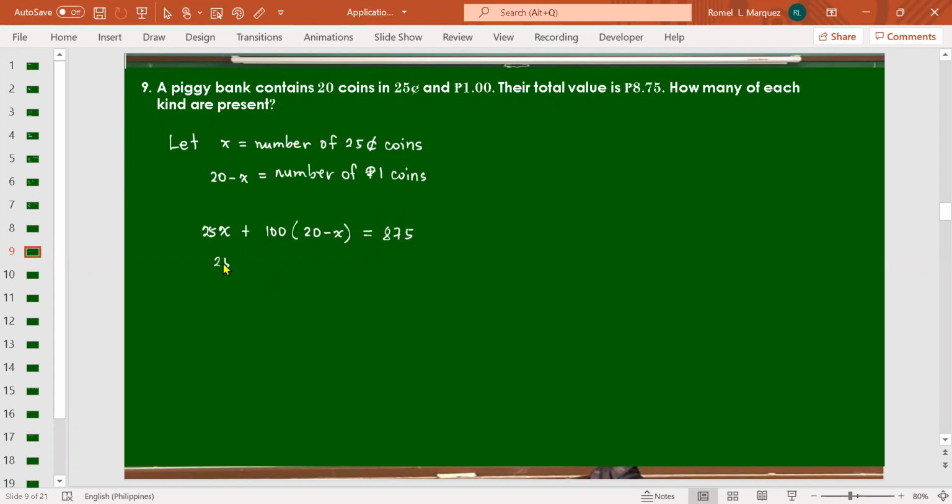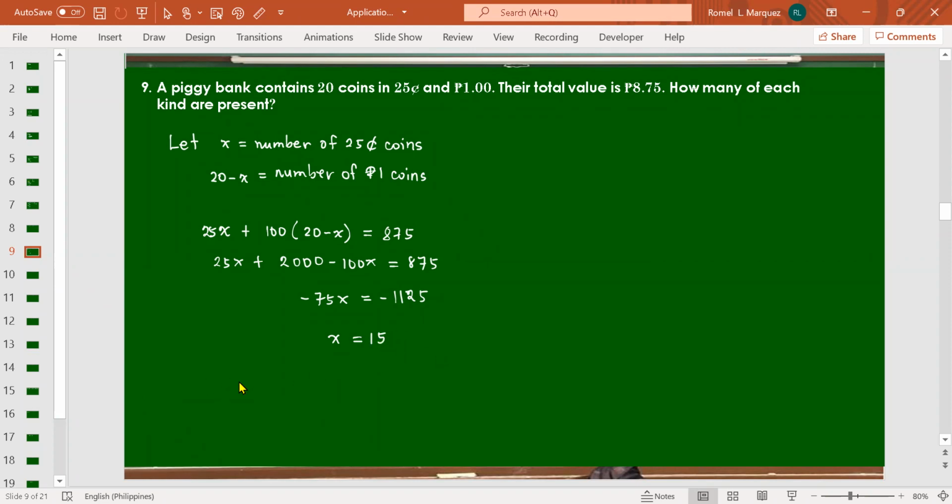So let's simplify this equation. 25x plus 100 times 20, that is 2,000, then minus 100x, is equal to 875. So this is negative 75x equals 875 minus 2,000, that is negative 1125. What is x? Divide by negative 75. So x is positive 15.